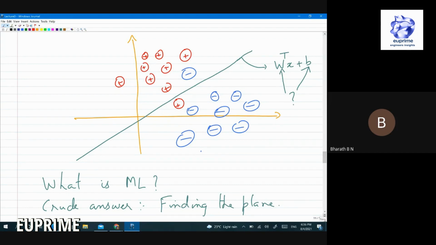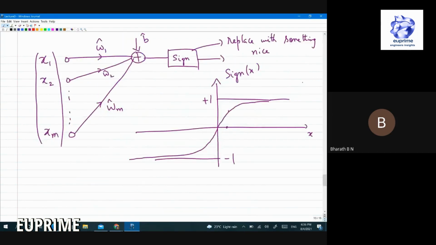So I have to implement that. How do I implement it? The implementation is this, right? x1 times w1 hat plus x2 times w2 hat and so on, xm times wm hat, plus b hat. That gives me the hyperplane equation, right? If I look at the sign of that, that will tell me whether it is to the left or right. Okay, so it's a simple implementation of a hyperplane test. That is what a perceptron is.